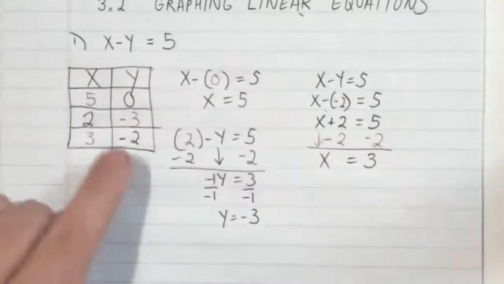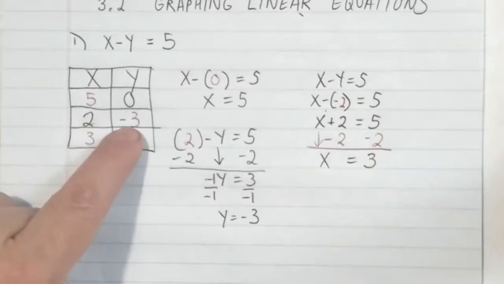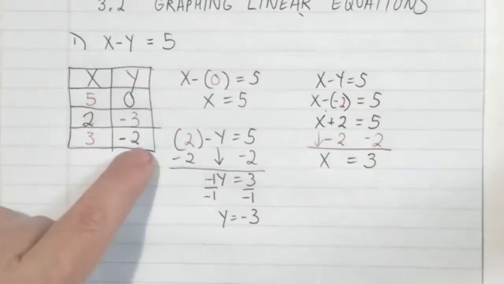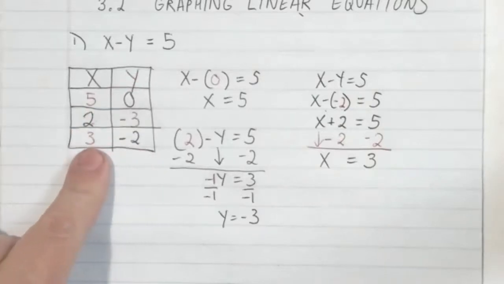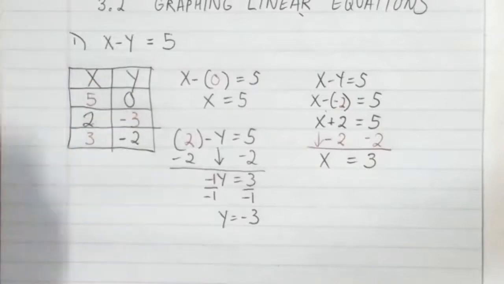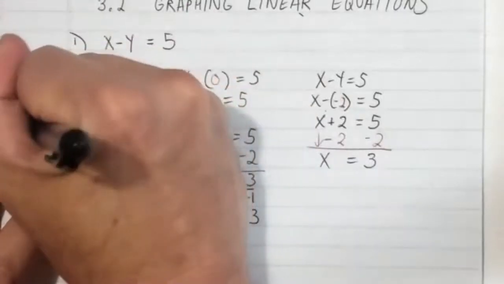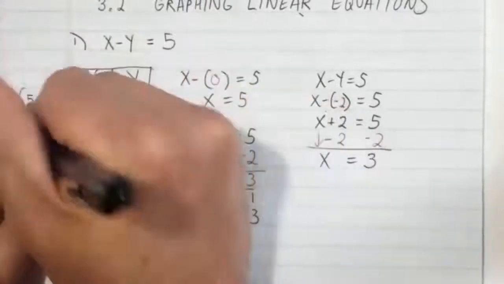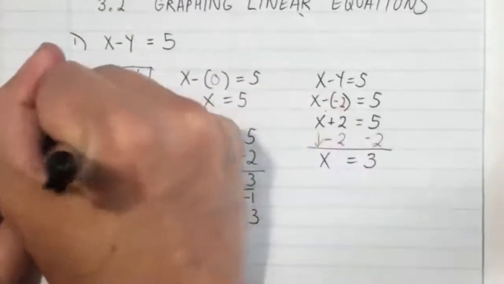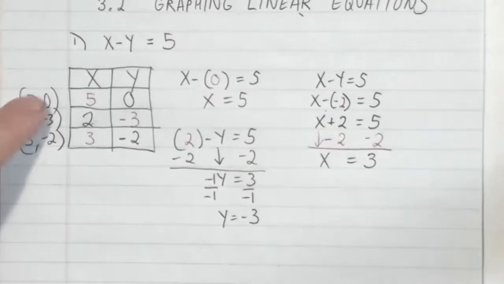So when y is 0, x is 5. When x is 2, y is negative 3. And when y is negative 2, x would be positive 3. So now we have 3 ordered pairs. So I have 3 different points that I can graph to come up with that straight line.